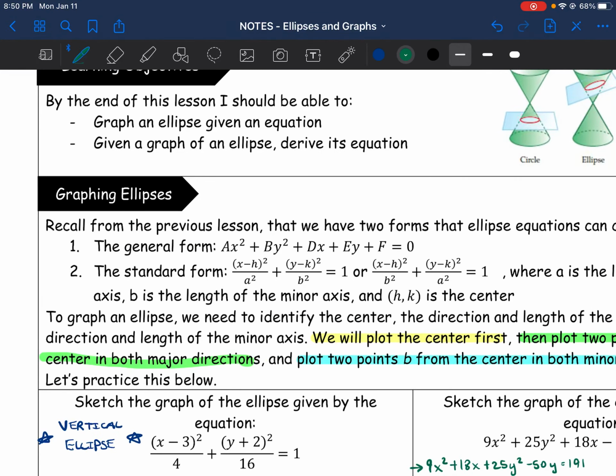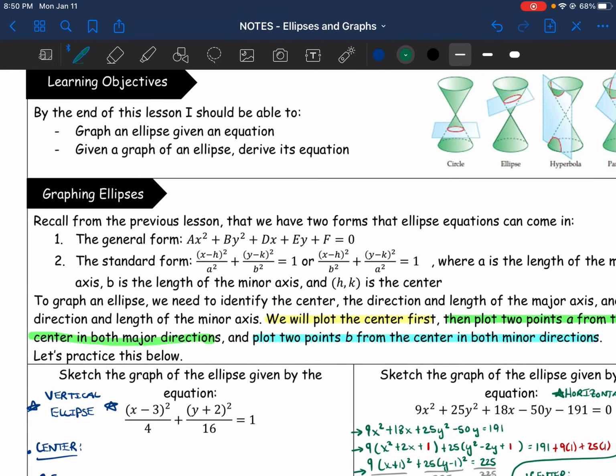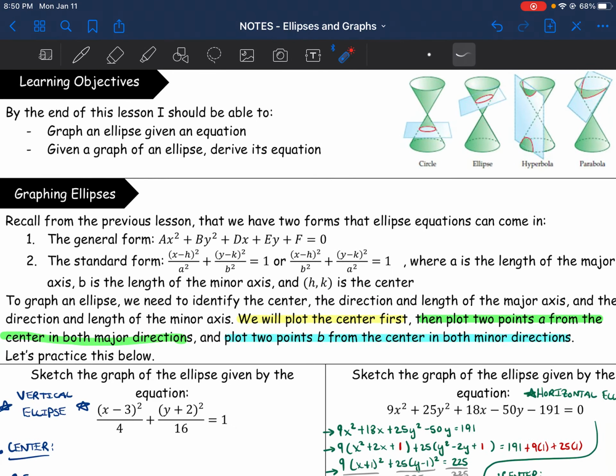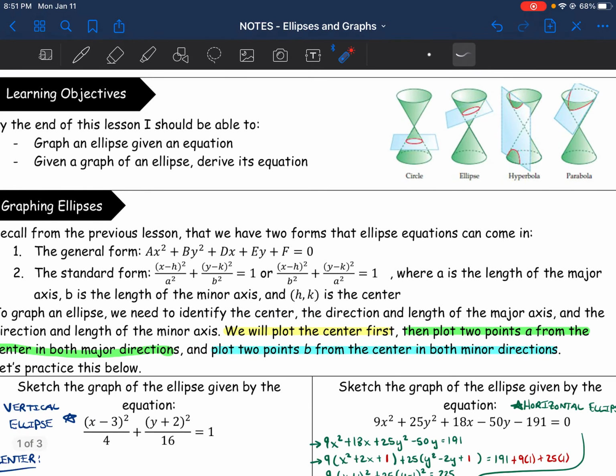So, recall from the previous lesson that we have two forms that ellipse equations can come in. They can come in the general form, which is given right here, or they can come in the standard form depending on whether we have a horizontal ellipse or a vertical ellipse. Notice that A is the length of the major axis, B is the length of the minor axis, and H comma K is the center of the ellipse.